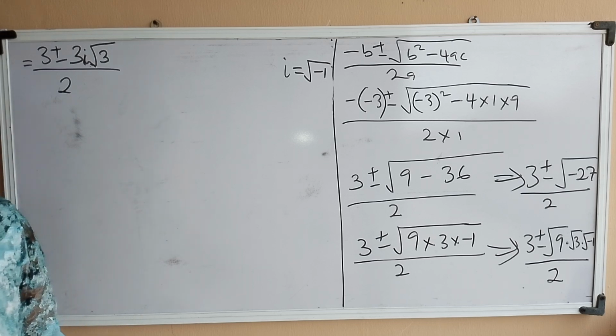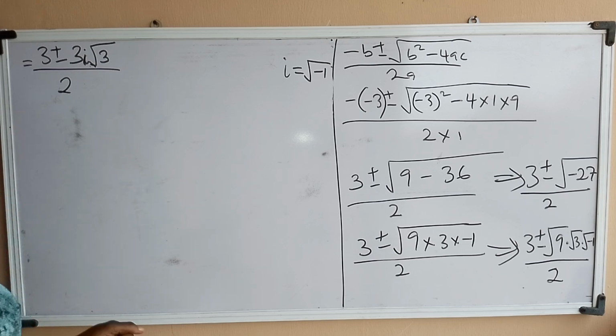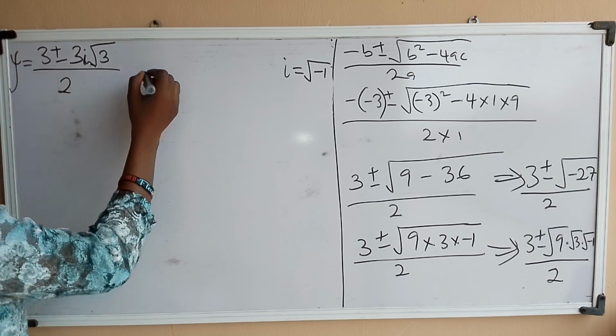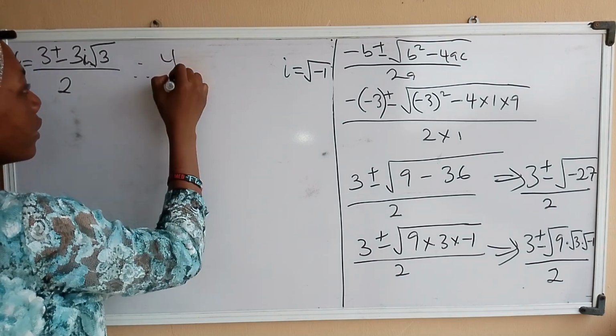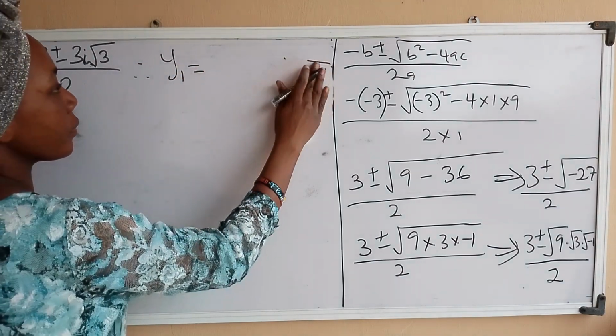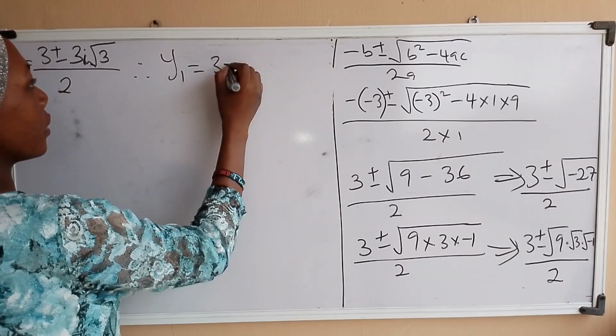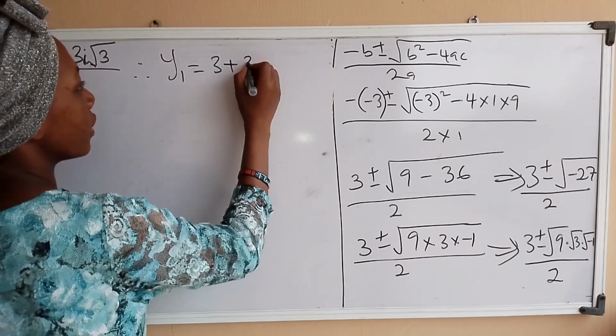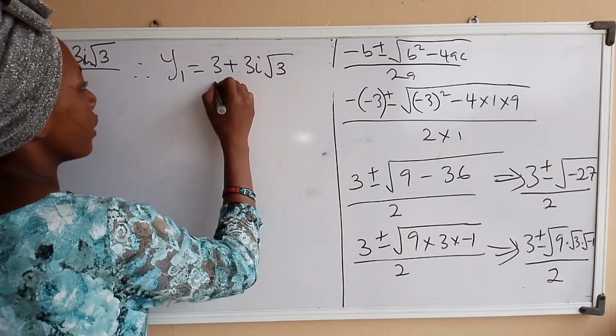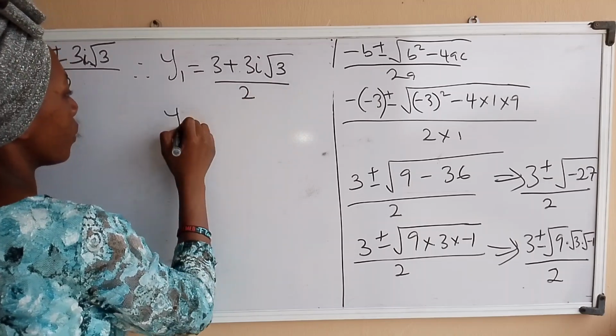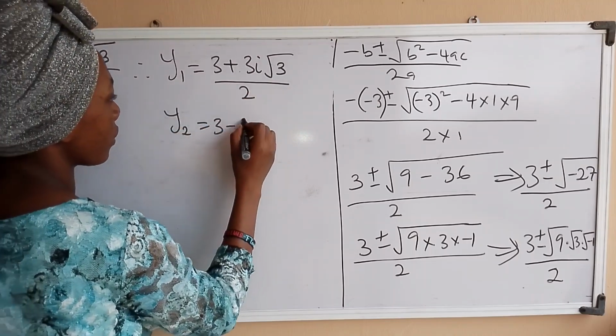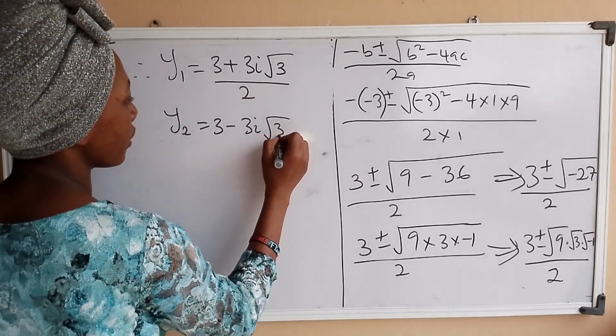So these are the values for what again? These are the values for y. So we have our y1 to be 3 plus 3i square root of 3, all over 2. We have our y2 to be 3 minus 3i square root of 3, over 2.